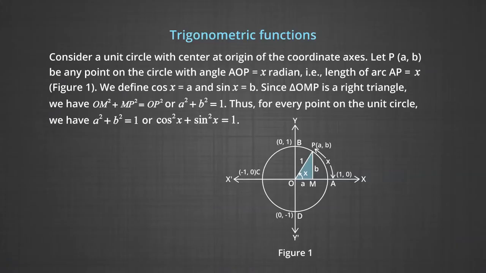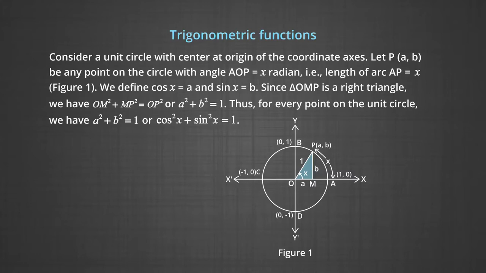Trigonometric functions. Consider a unit circle with the center at origin of the coordinate axis. Let P(a, b) be any point on the circle with angle AOP equal to x radians. That is, length of an arc AP is equal to x units. You can see this in figure 1. We define cos x as a and sin x as b.